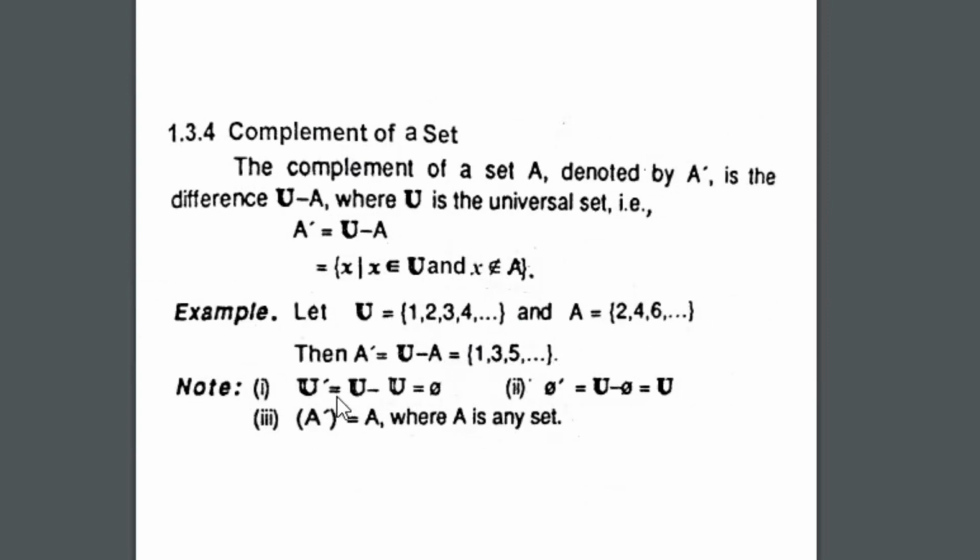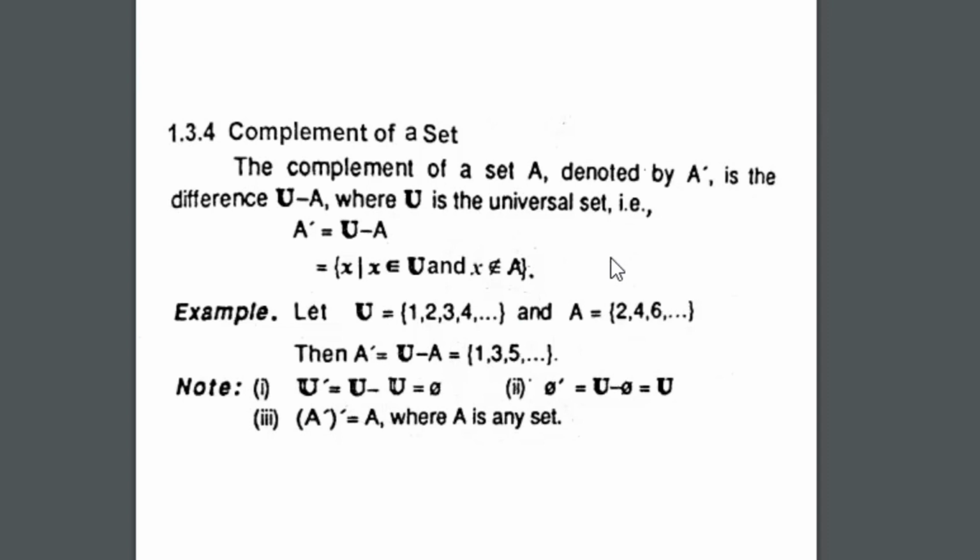Here are some of the properties. If we take the complement of U, like we will do U minus U, so obviously it will be the null set. And if we take the complement of the null set, then it will be U minus null set, and that will be equal to U. After that, if there is A complement, and after that there is a complement of the whole, then their answer will be A, where A is any set.